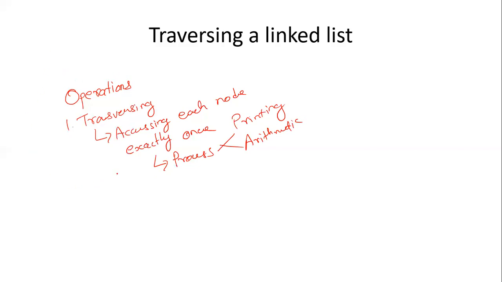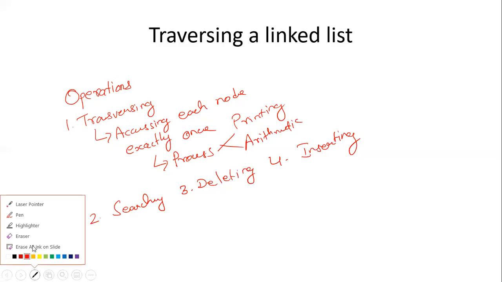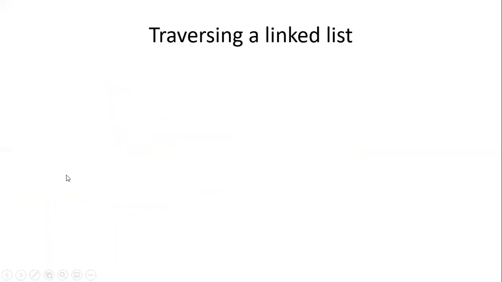That's called traversing. And another operation we can do is called searching. Then you can also do deleting, and even inserting. So these are the different operations that we can perform on the linked list. There are different types of linked lists that we can discuss later. So these are the operations.